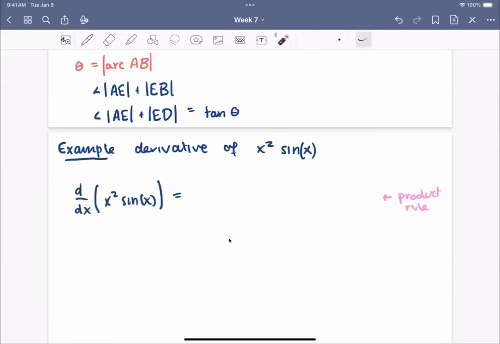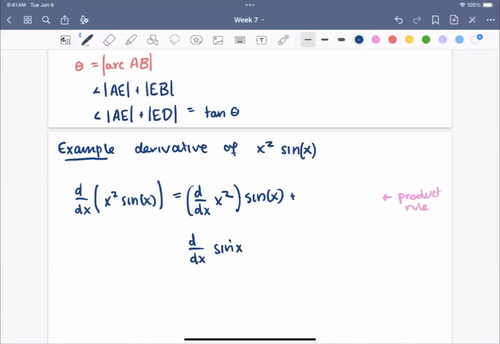What I need to do is take the derivative of one of them, multiply it by the other one, add it to the derivative of the other one times the first one. So we'll have d by dx of x squared times sine x, plus d by dx of sine x times x squared. Okay, so let's apply the power law to this.